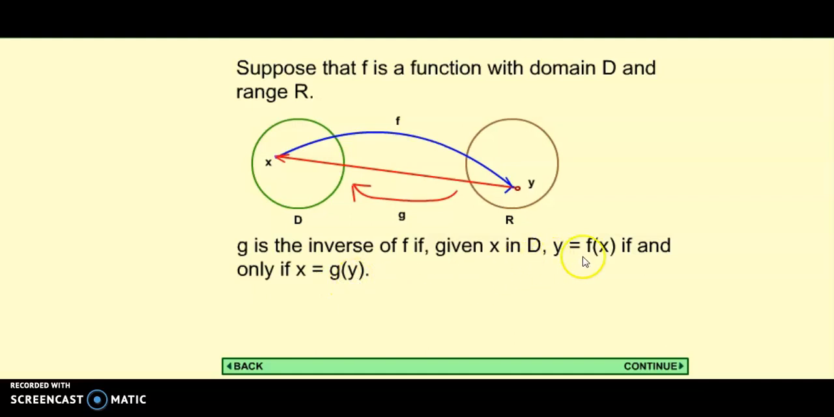Now focus on these two functions. y was the output of this f function and x was its input. And now in this g function, x was the output and this y was the input to this g function. So we can say that f and g are inverses of each other.